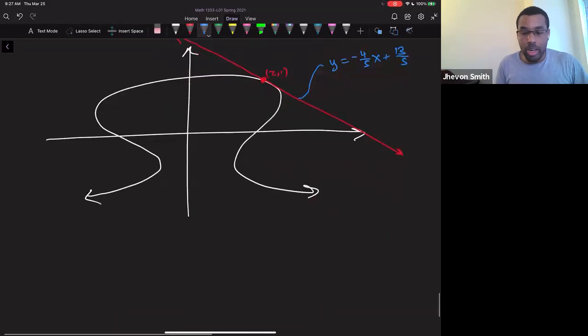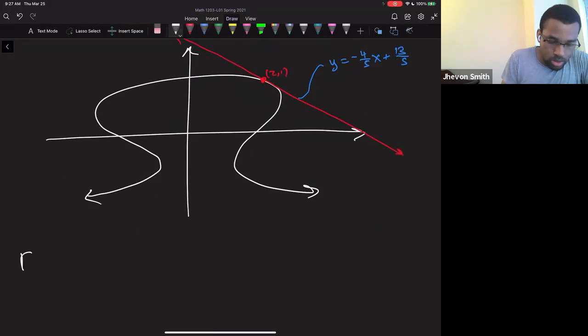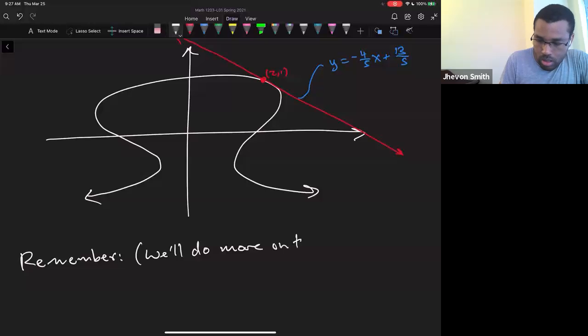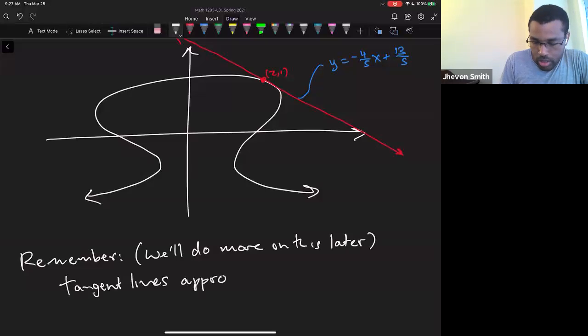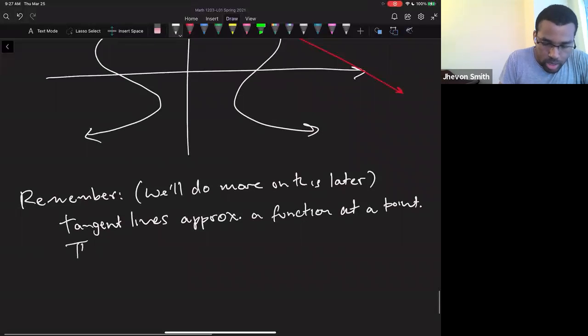Now, here's the nice thing about tangent lines. Remember, and we'll do more on this later, when we get to a topic called linear approximation, tangent lines approximate a function at a point. It is literally a linear approximation. The more we zoom in, the better.